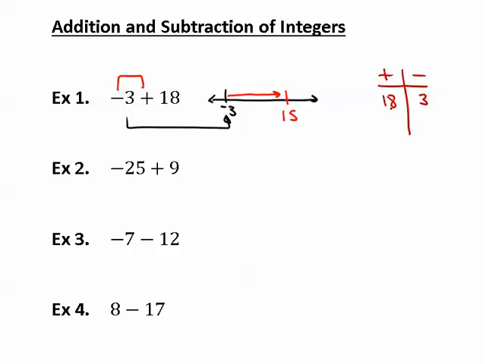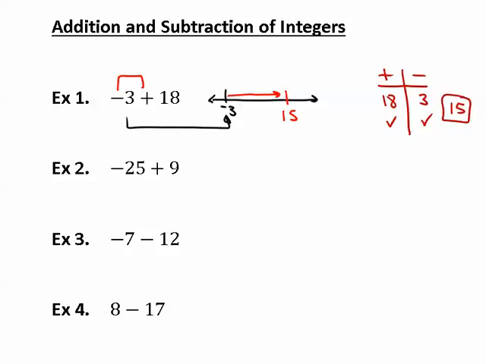So think of it like you're standing at Walmart. The positive money is how much money you have. So you have $18 and you're trying to spend $3. Do you have enough money to pay for what you're checking out? Yes, you do. You have $15 extra. So the answer to this, -3 plus 18, the answer is +15.